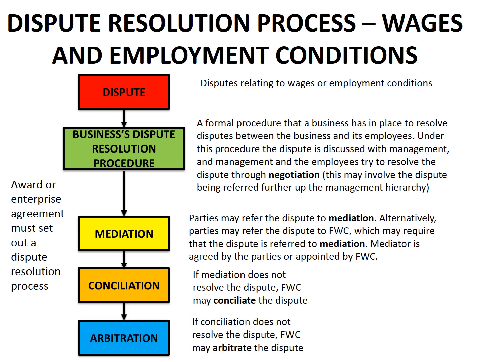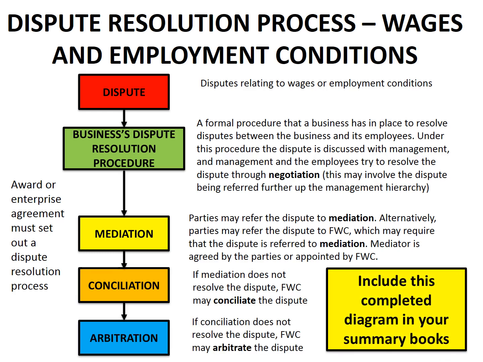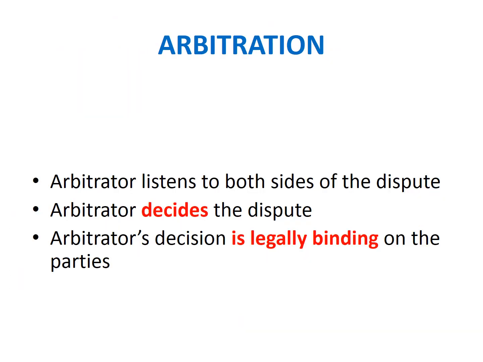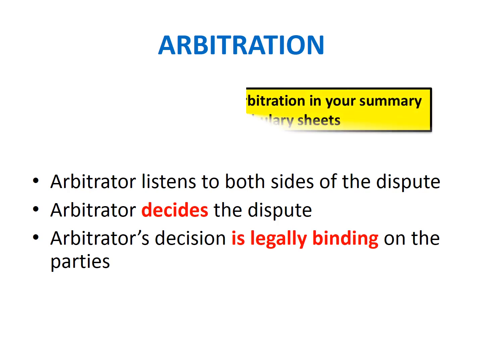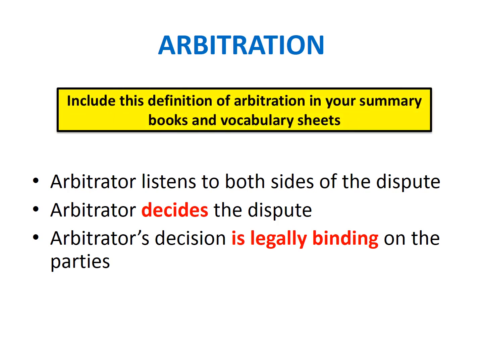Well, if conciliation doesn't resolve the dispute, then the Fair Work Commission may then arbitrate the dispute. Now, arbitration is a very different kind of procedure from conciliation and mediation. An arbitrator is a bit like a judge. They're not a judge, but they act a little bit like a judge in the sense that they listen to both sides of the dispute and then they decide the dispute. The decision of the arbitrator is legally binding on all of the parties to the dispute.